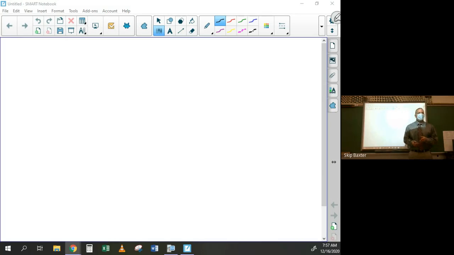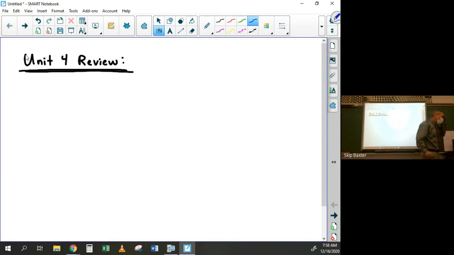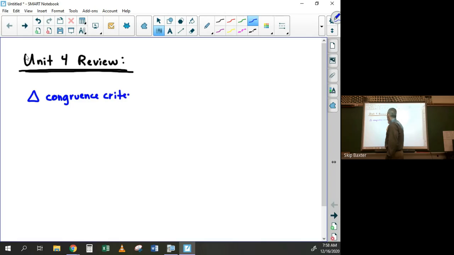Okay, so today we're just going to talk about Unit 4. If you remember what Unit 4 was, that was the unit all about proofs. It was all about proving triangles are congruent and using CPCTC and things like that. So remember the triangle congruence criteria. These are just ways to prove triangles are congruent.